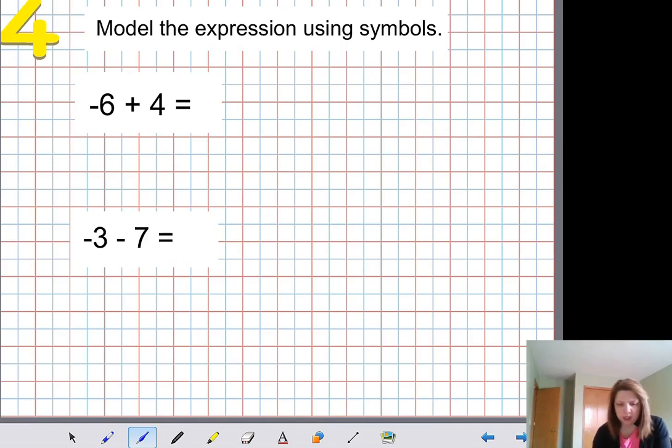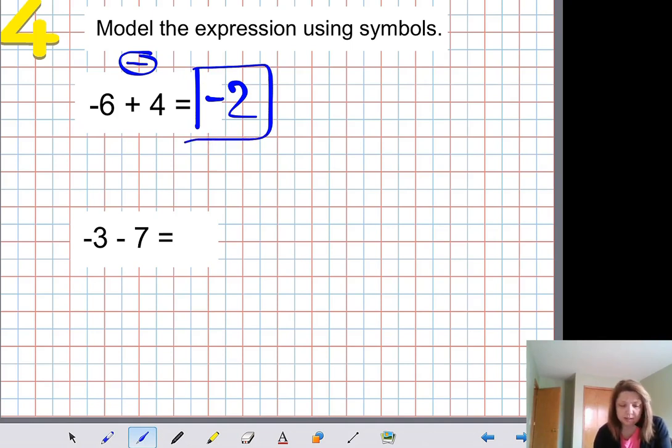-6 plus 4. So one negative, one positive. Again, take away. The difference between 6 and 4 is 2. Which one of those two has the negative sign because it's the larger? Number 6. So because 6 is the larger number of 4 and has a negative sign, my answer will also be negative.